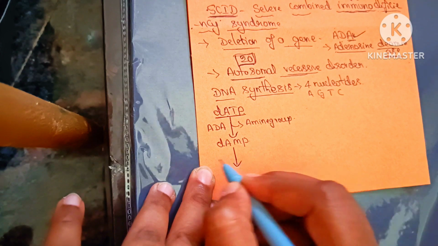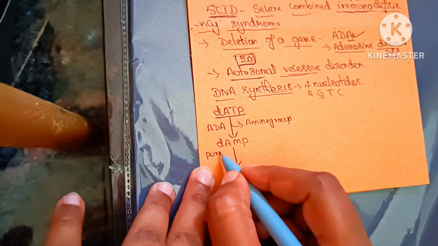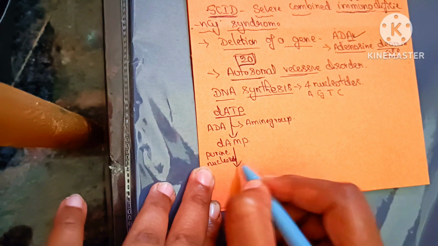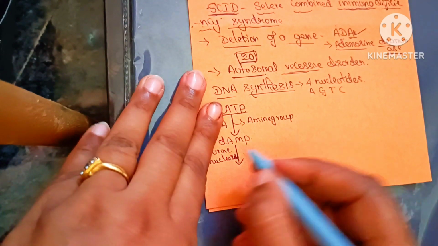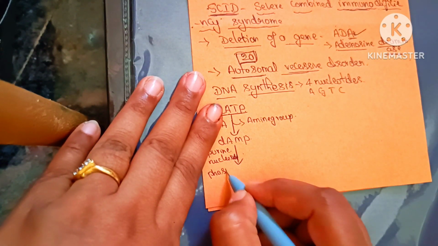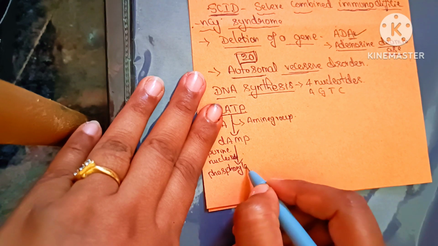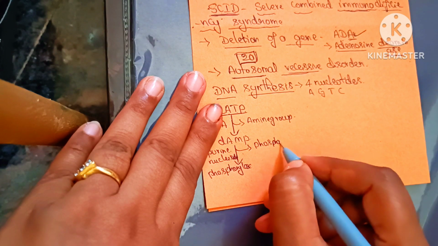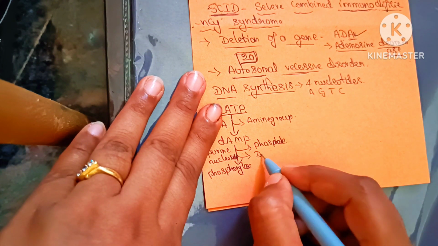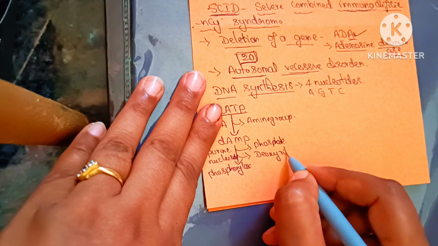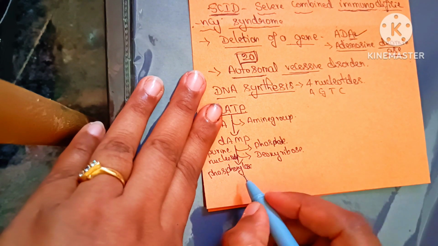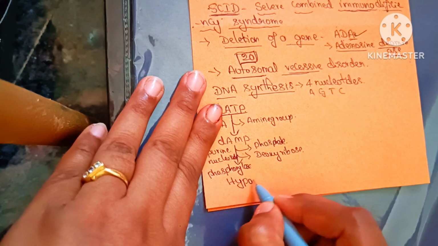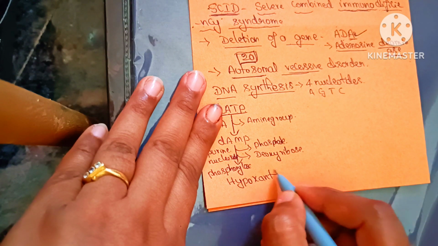Deoxyadenosine monophosphate, in the presence of the enzyme purine nucleoside phosphorylase, here it is nucleoside, remember, nucleoside phosphorylase, removes its phosphate group and deoxyribose. Deoxyribose means it's a sugar. It is converted into a compound called hypoxanthine.